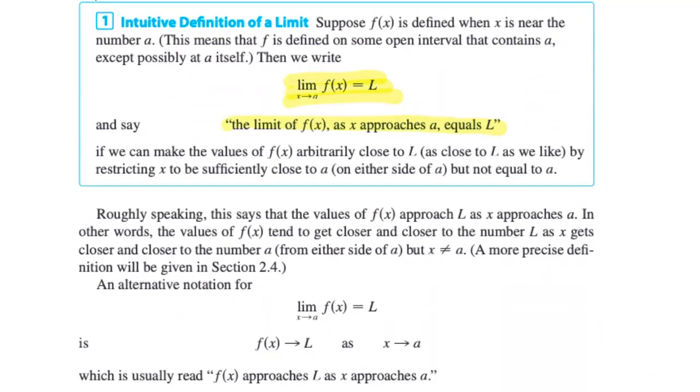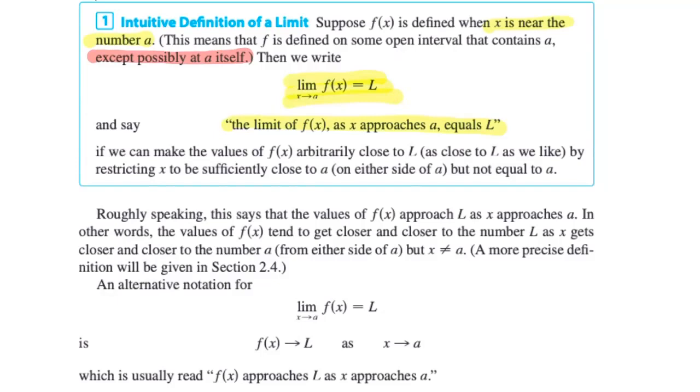You have to have the function defined at least near the number a. So the author tells us, what does that mean? It has to be defined on some open interval that contains a, except this is an important exception. I'm going to change color. It doesn't have to be defined at a itself. All right, most of the limits that we're going to be interested in, we won't be able to plug a into the function f of x itself, but we want to know what's going on near a.